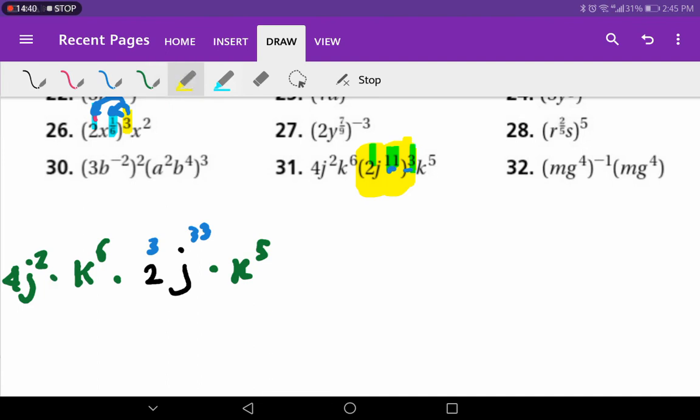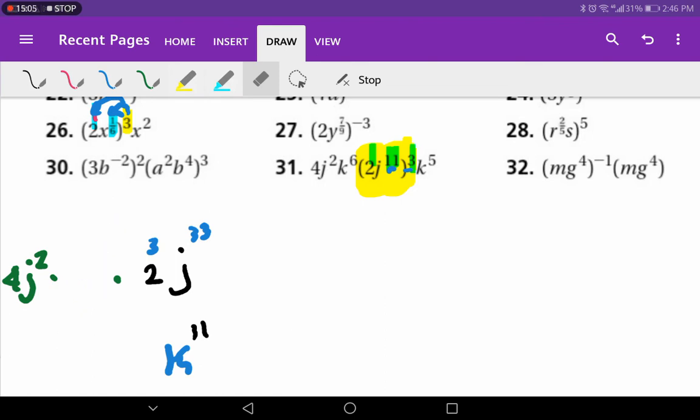Now we combine the like bases. Okay, for example, we see this base and this base are the same. What is the power for each one? It is 6 and 5, so add them. So 1k here with power 11. How did I get 11? 5 plus 6. We're done with this.